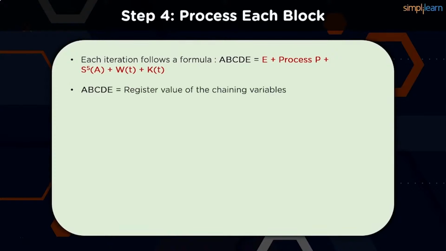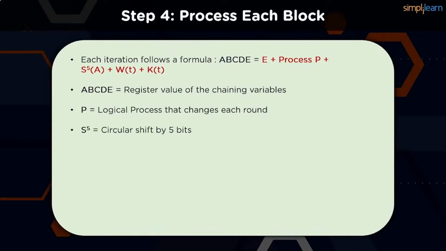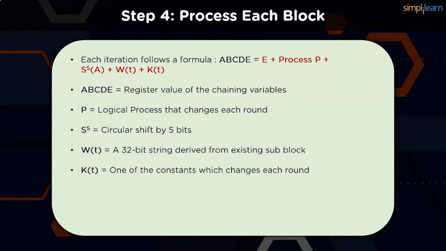In this formula, ABCDE is the register value of the chaining variables as we discussed before. P is the logical process which has a different formula for each round. S5 is a circular shift by 5 bits. And WT is a 32-bit string derived from the existing sub-block. This can be calculated depending on the iteration at hand. KT signifies a single element of the 80-element array, which changes depending on the particular round at hand.